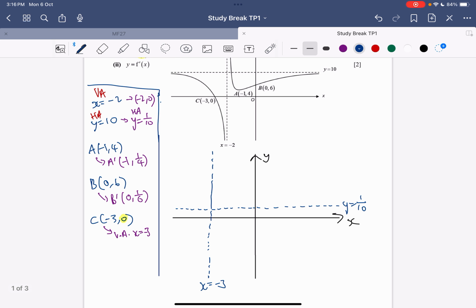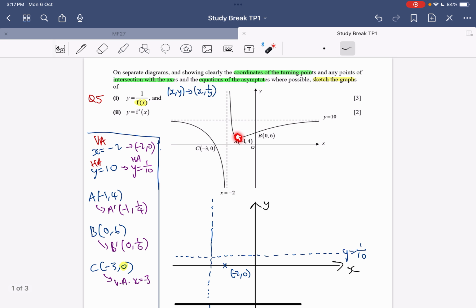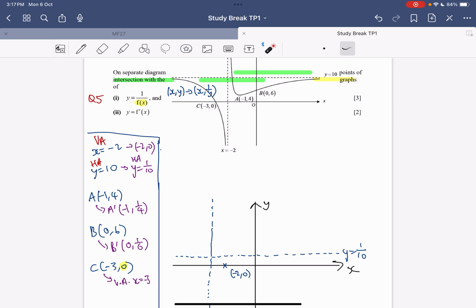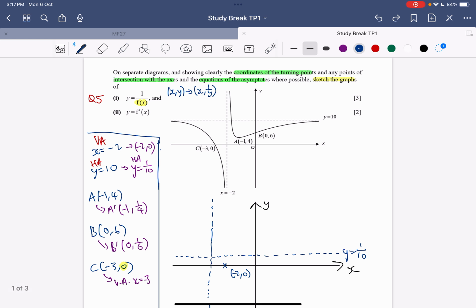-2 is now an intercept. So here we have (-2, 0). Now our y-intercept is going to be at (0, 1/6). Now keep in mind that we have another point here which was the minimum. For the reciprocal graph, a minimum will become a maximum. So here just take note that this will become a max point because initially it was a min. So here we have a turning point at (-1, 1/4).